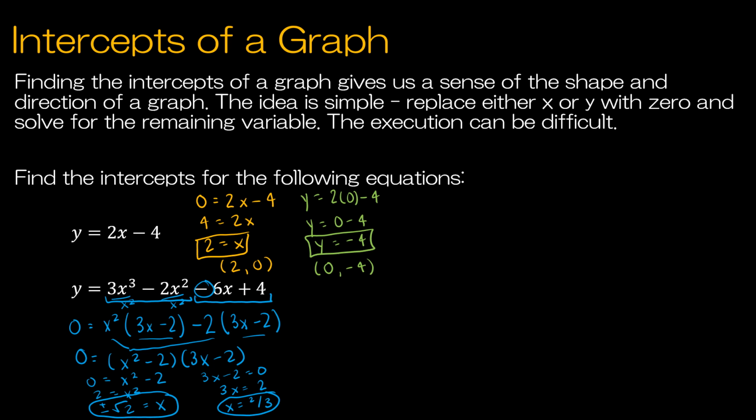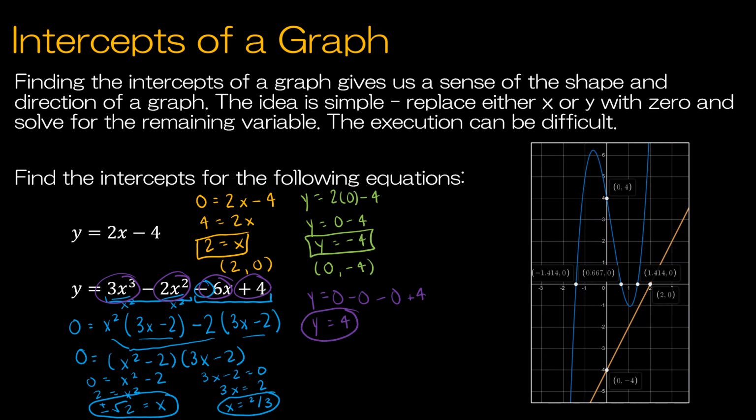And then the y-intercept, of course, is the easier one of the two. Y is equal to, if I plugged in a 0 here, I would get 0. If I plugged in a 0 here, I would get 0. If I plugged in a 0 here, I would get 0 plus 4. So y is equal to 4, which is, of course, 0, 4.